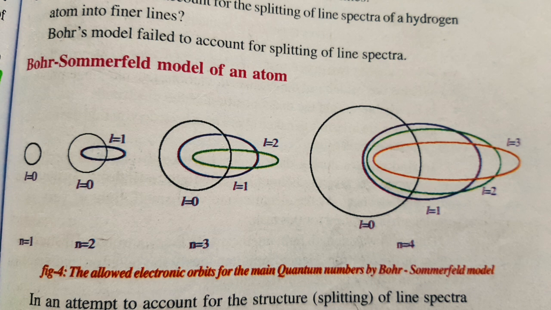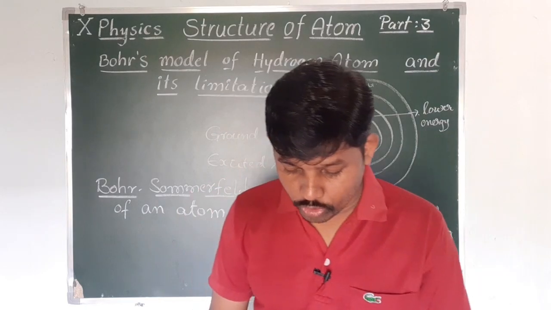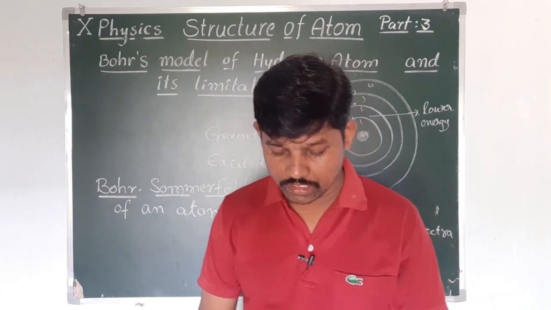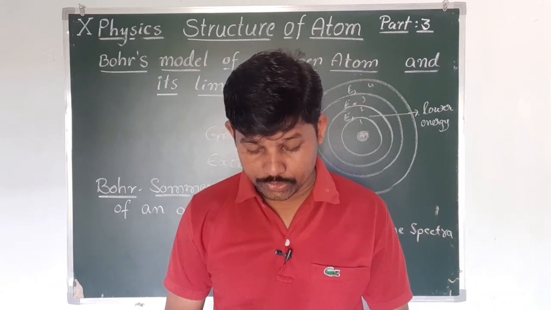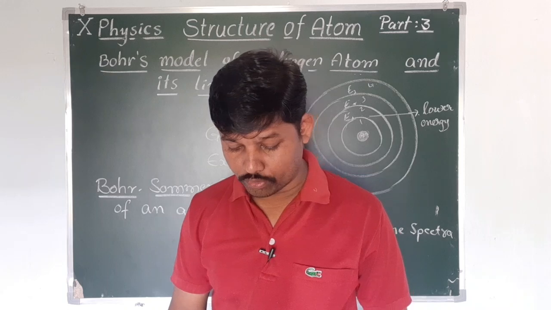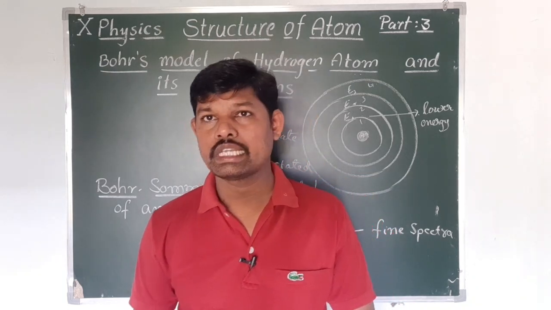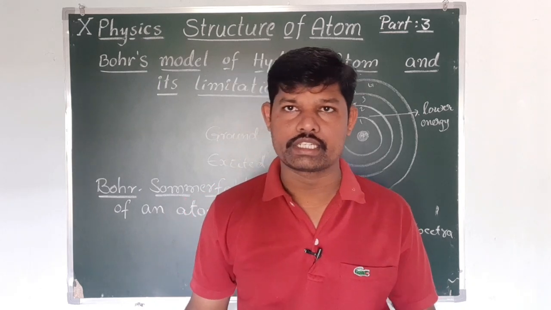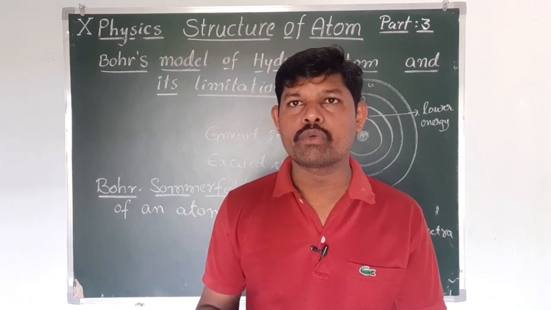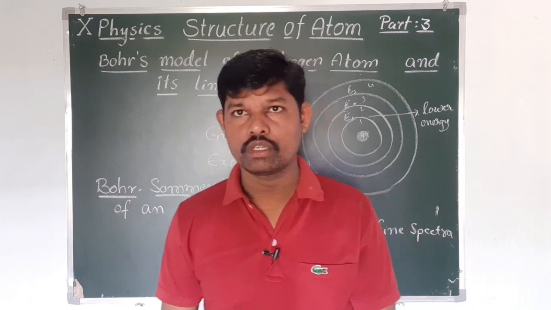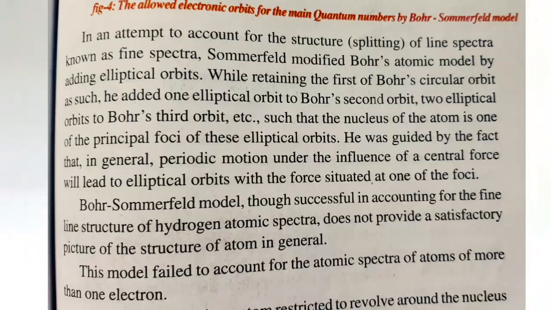He was guided by the fact that, in general, periodic motion under the influence of a central force will lead to elliptical orbits with the force situated at one of the foci. So there are two focal points, two centers, in an elliptical orbit. In any one center, the nucleus will be present.